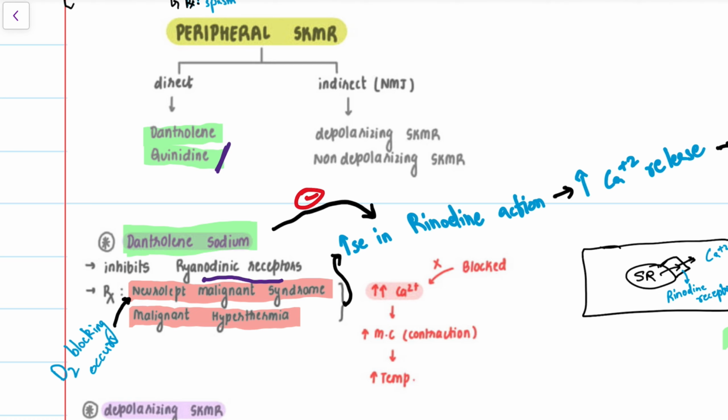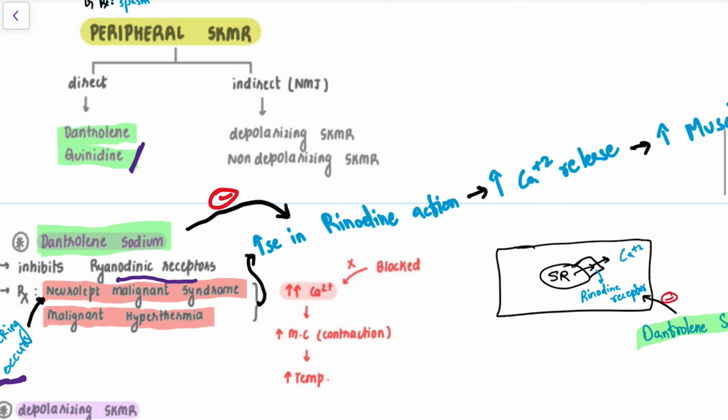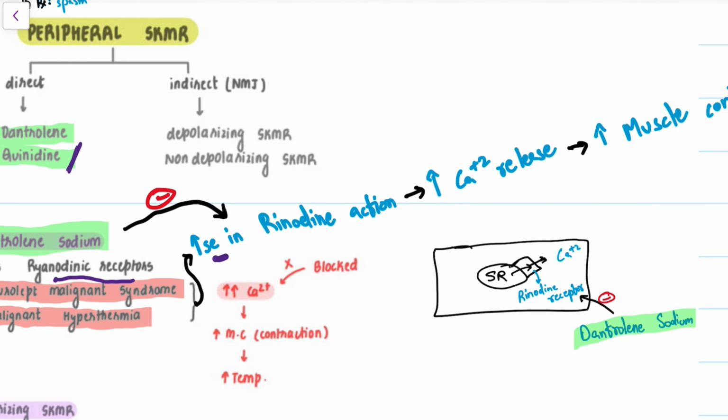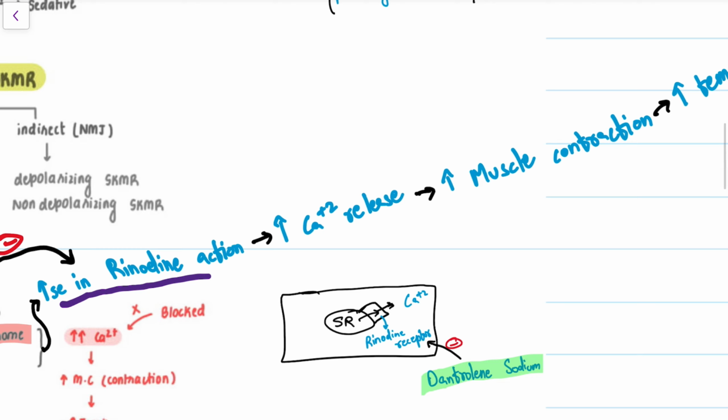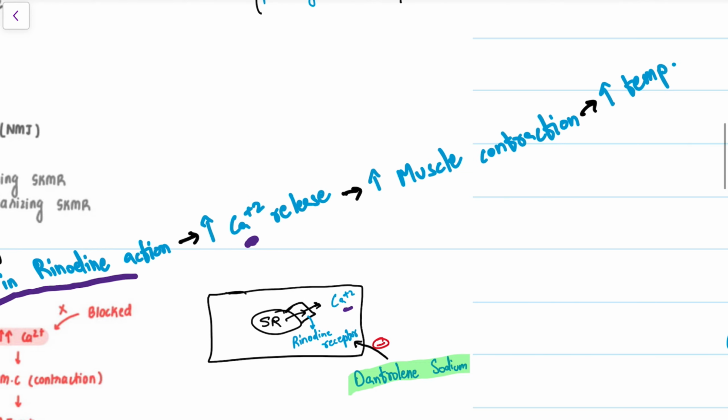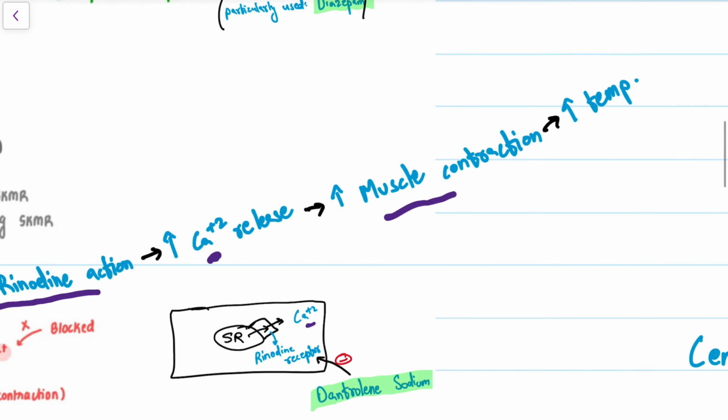Okay, what are these diseases first of all? In these diseases, what happens is firstly, these D2 receptors are there, right? These are blocked, and that blockage causes increase in the ryanodine action. When ryanodine is increased, as you know, these ryanodine receptors are stimulated, and from the sarcoplasmic reticulum, more calcium is released. Okay, and this calcium causes more contraction.